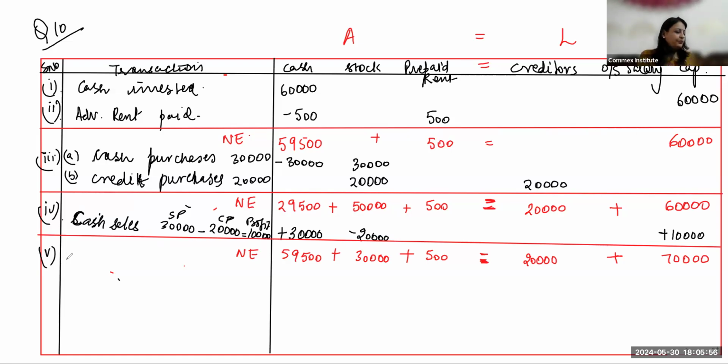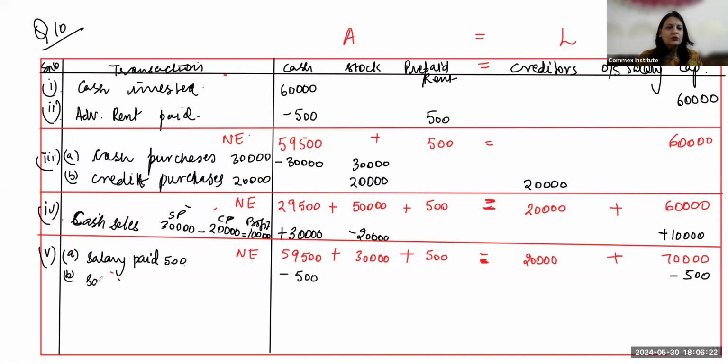Transaction number 5. We have paid salary and salary outstanding being 100. So again, there are two transactions, A and B. First is salary paid. Salary paid is 500. So obviously decreased from the cash and decreased from the capital as well.